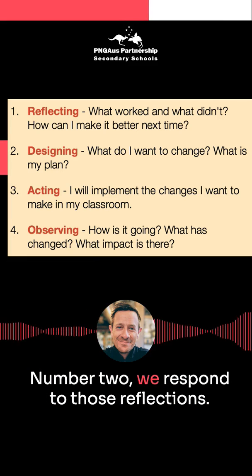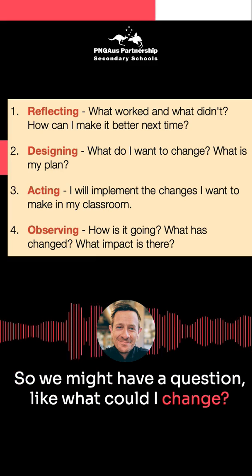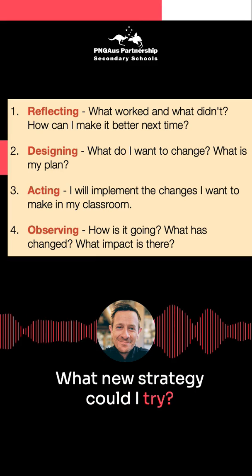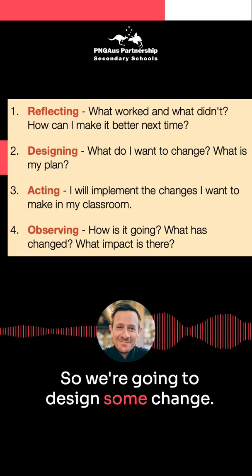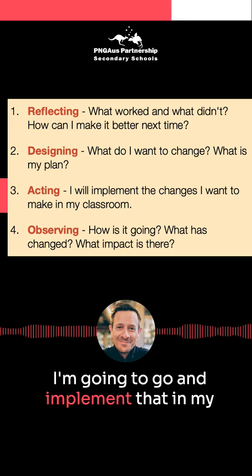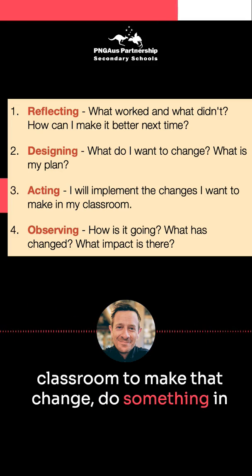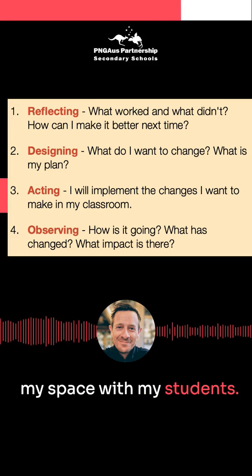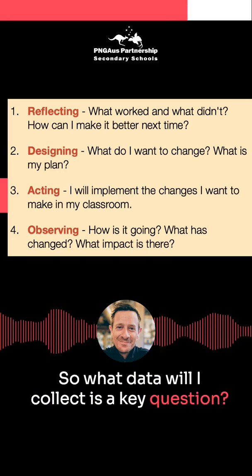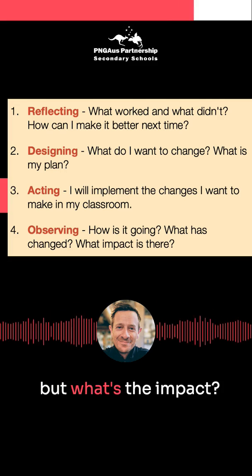Number 2, we respond to those reflections. So we might have a question like, what could I change? What's my plan? What new strategy could I try? So we're going to design some change. Step number 3, now I've made a plan, I'm going to go and implement that in my classroom and make that change or do something in my space with my students. So what data will I collect is a key question that I do. Okay, I'm making a shift in my practice, but what's the impact?